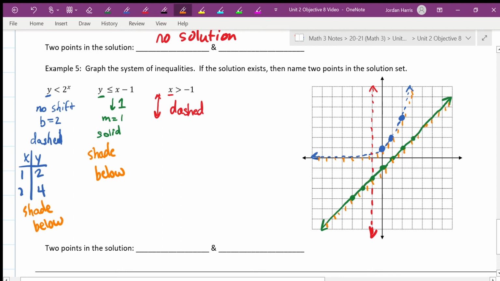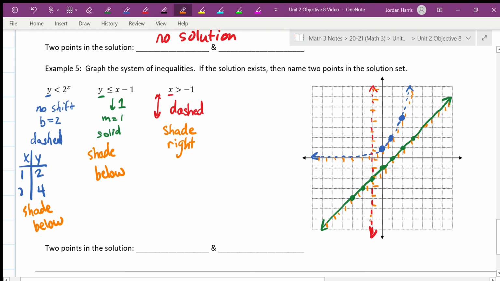The last one, be careful. There's no below or above. We're not dealing with y. Y is less than, y is less than, y is greater. And notice everything has been dealing with y. Now it is x is greater than. So for x, greater is to the right, less than is to the left. So this is shade right, because that's where the greater than is.